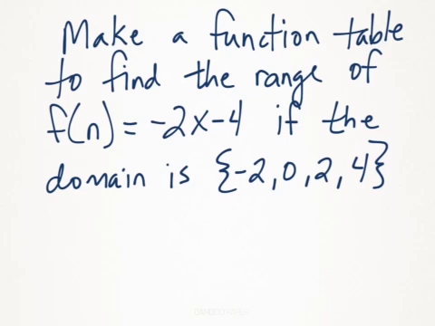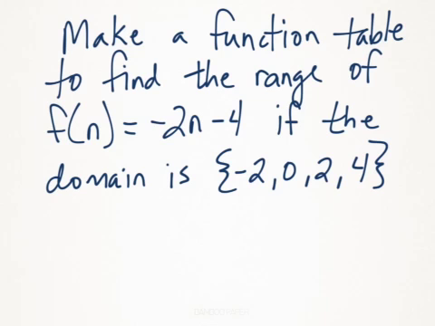So here's another kind of example you may see. Make a function table to find the range of f of n equals negative 2x minus 4 if the domain is negative 2, 0, 2, and 4. So in order to solve this, the first thing we're going to do is create a function table. This will be our input, our domain. This will be our rule, our center area, and we're looking for the output, the f of n.